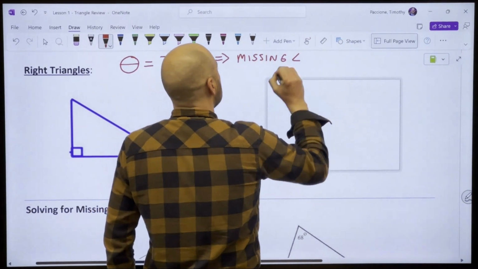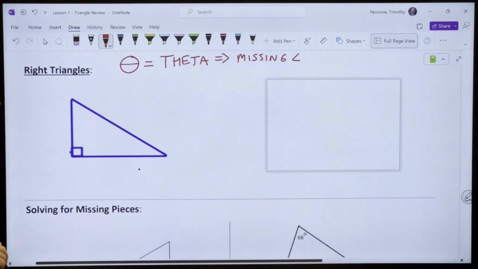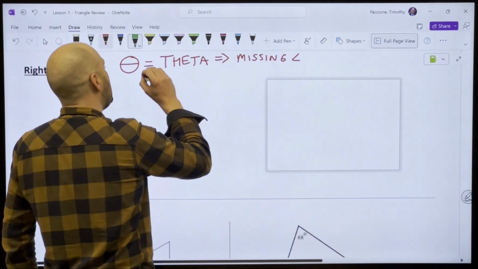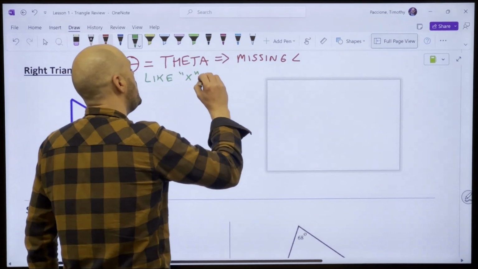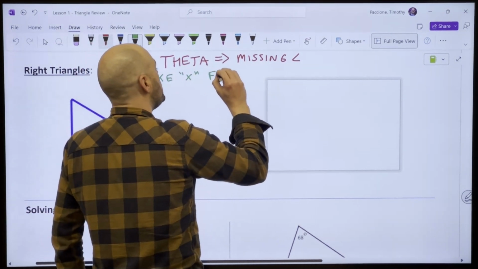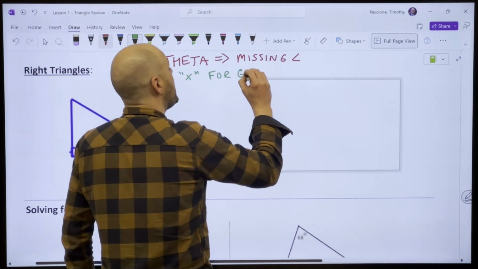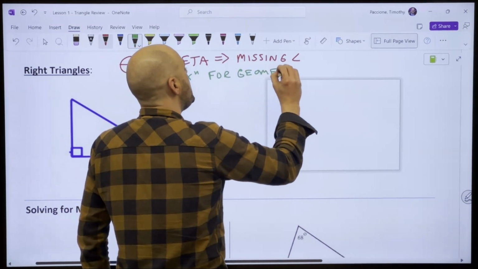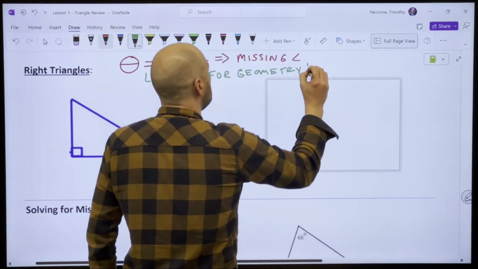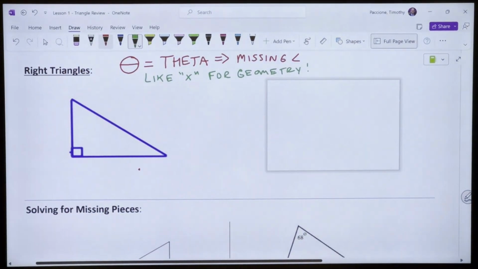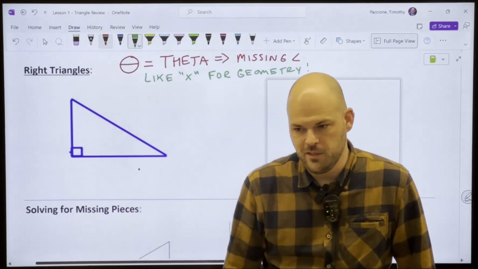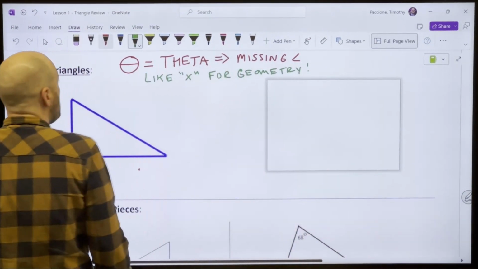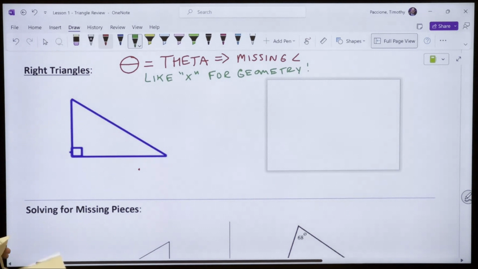And it's okay. You knew the name. Missing angle. So this is kind of like x. It's our go-to for unknowns, but for geometry. Now, there's still x's in geometry for like a missing side or something. But if we're going for missing angle, we use theta. I'm sorry, theta will be used this week. Okay? All right.